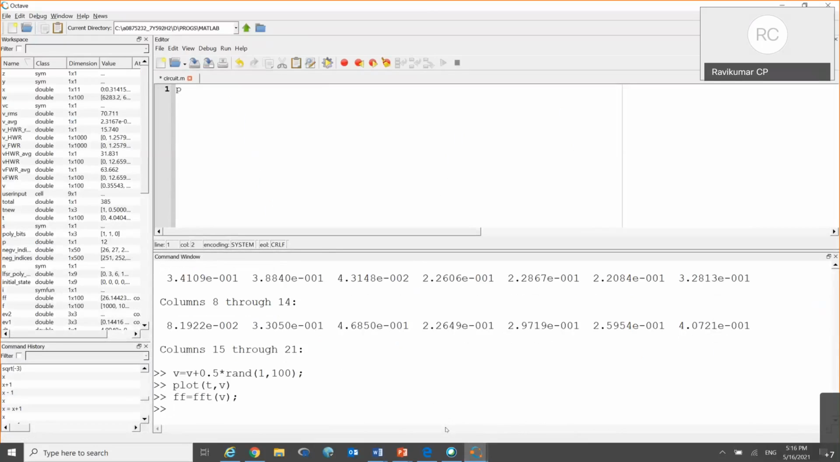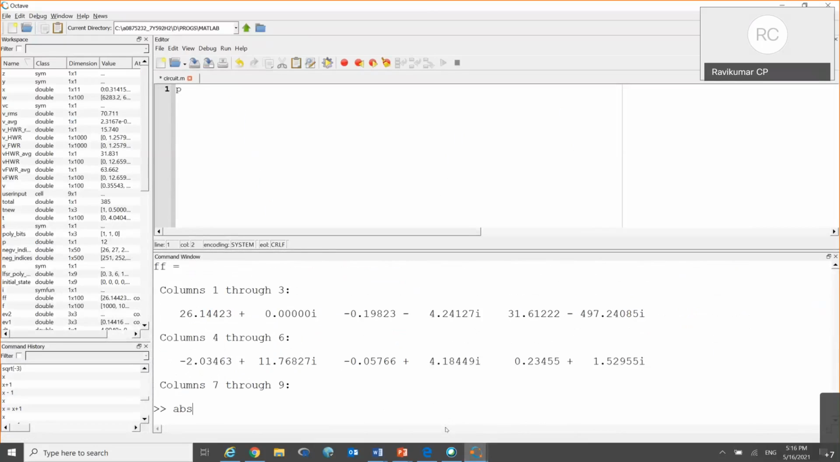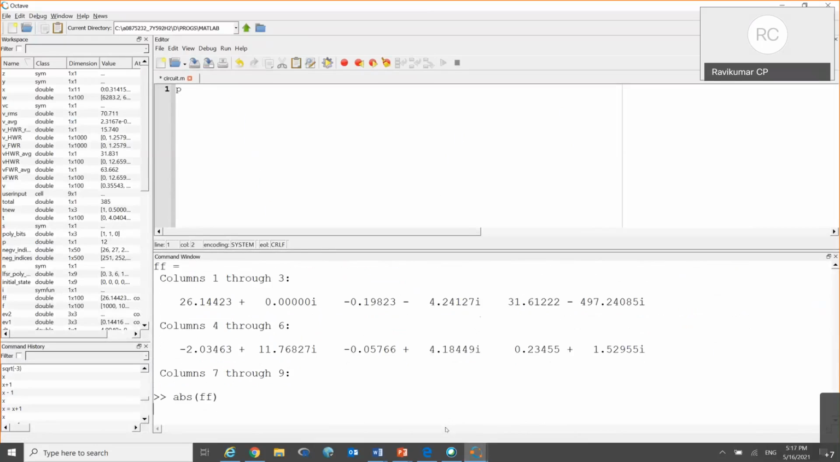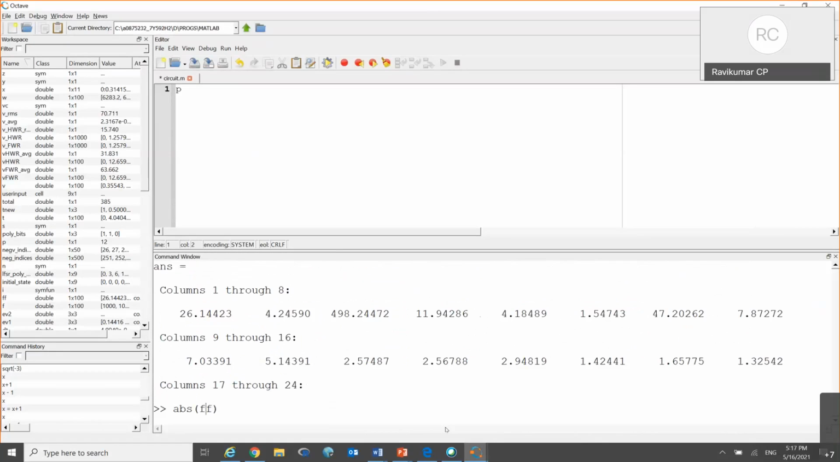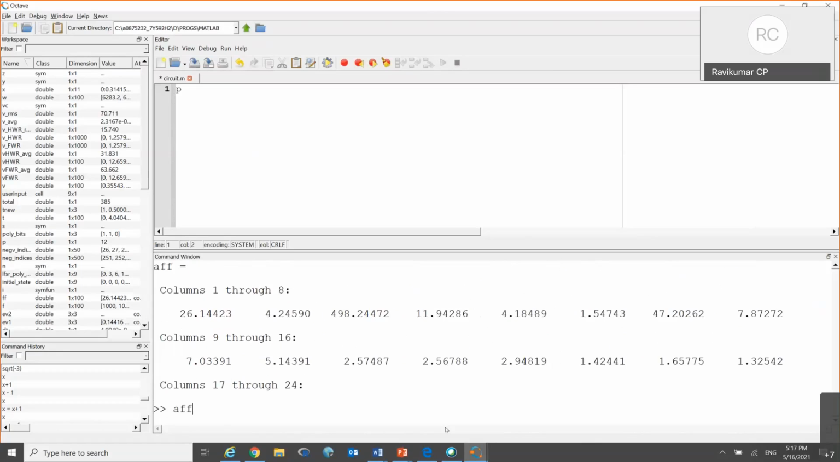And then, see, you want the power spectrum. So FF will have, unfortunately, all complex numbers. So you will have to first calculate the absolute value. The absolute value of FF will give you these kind of things. Then, if I square each term and then finally divide it by the number of terms, this will give you the power spectral density.